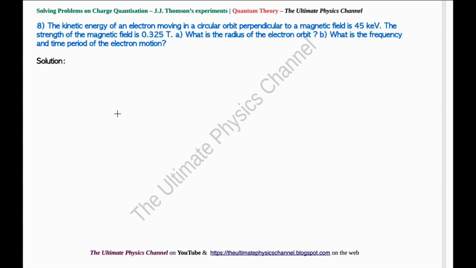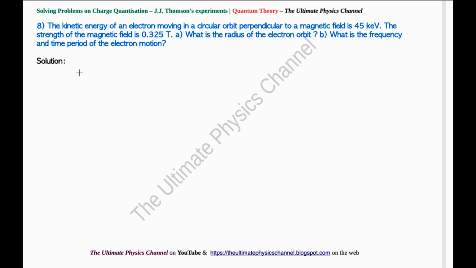The kinetic energy of an electron moving in a circular orbit perpendicular to a magnetic field is 45 kilo electron volt. The strength of the magnetic field is 0.325 Tesla. What is the radius of the electron orbit? What is the frequency and time period of the electron motion?